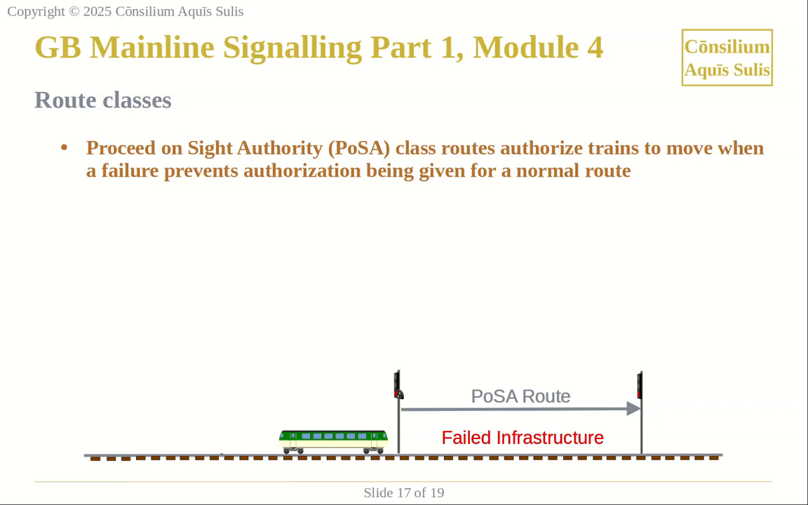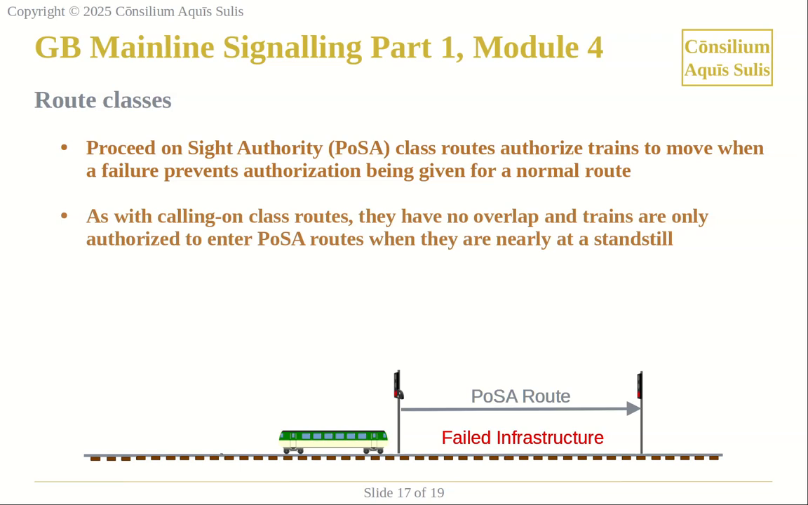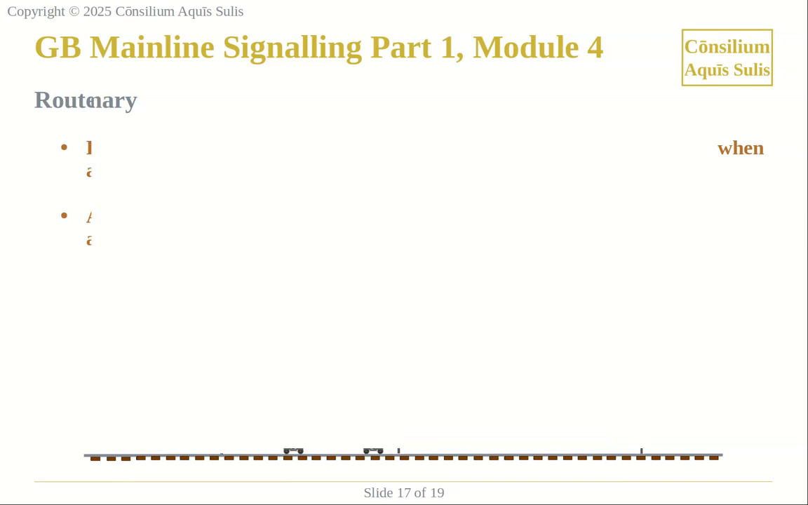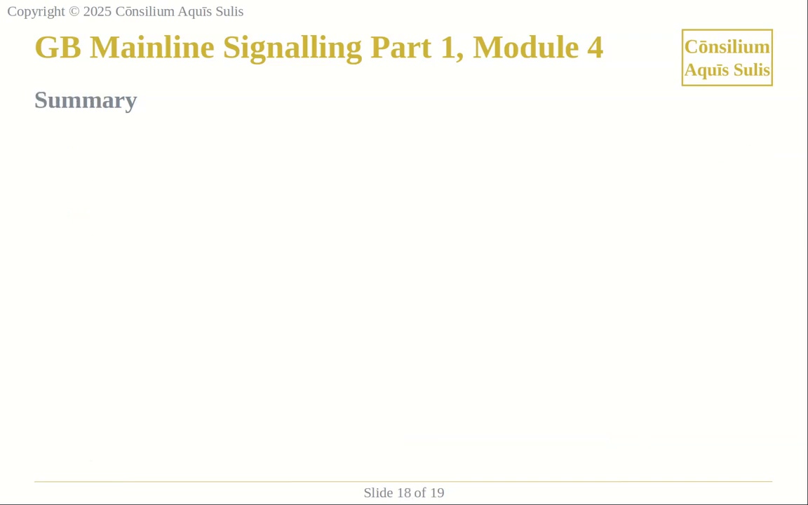And finally, proceed on sight authority. Class routes authorise trains to move when a failure prevents authorisation being given for a normal route, so they have very limited sets of controls. As with calling on routes, they have no overlap, and trains are only authorised to enter them when they are nearly at a standstill, owing to the risk involved.